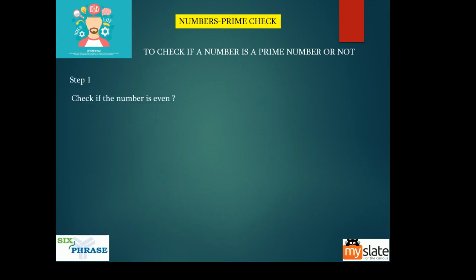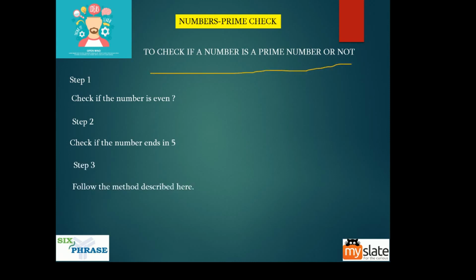Anyway, like I told you, whenever you are asked to check if a number is prime or not, check if it is even, check if it is divisible by 5. Then go to this step. The first thing is you eliminate 2 and 5. You can do that just by looking at the number. That is why I am giving you those steps at the top. Then finally follow this method that I just gave you.